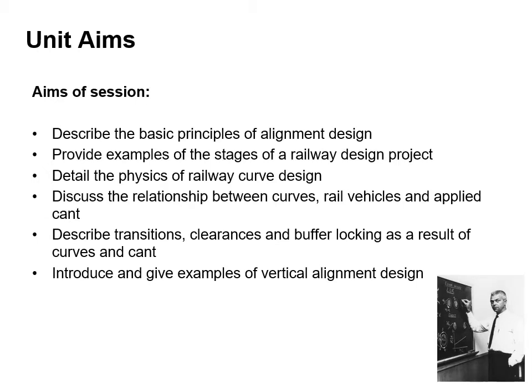So the aims of this session: I'm going to describe the basic principles of alignment design. I'm going to provide examples of the stages of a railway design project. I'm going to detail the physics of railway curve design and discuss the relationship between curves, rail vehicles and applied Cant. I'll then describe transitions, clearances and buffer locking as a result of the curves and Cant. I'll introduce and give some examples of vertical alignment design too.